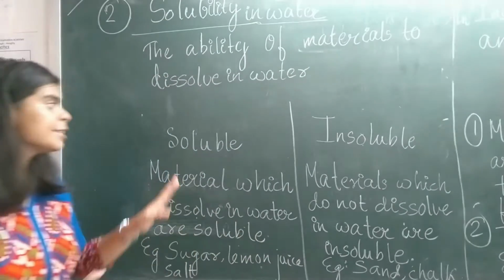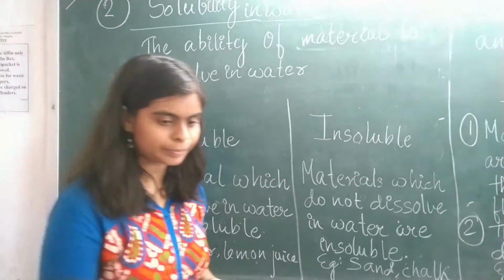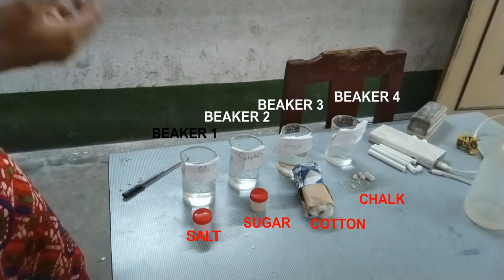Now to understand this solubility, let's perform some activity. Let's see. As you can see, there are four materials: salt, sugar, cotton, and chalk. Now we will see which materials can be dissolved and which cannot be dissolved.